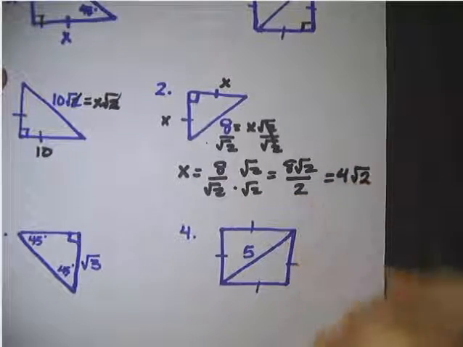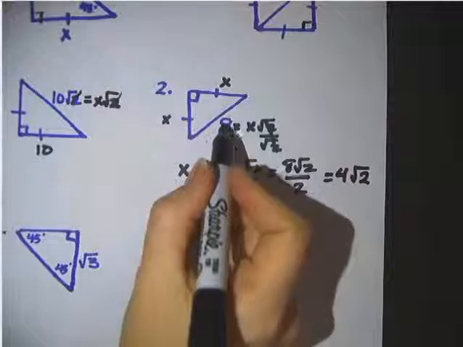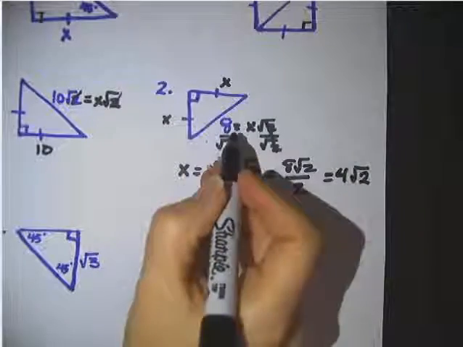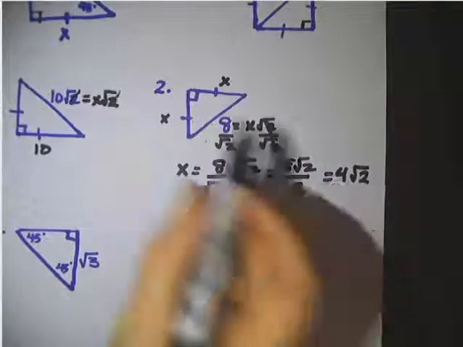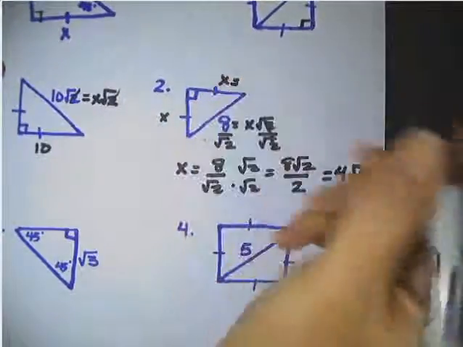Now when you solve that, think about what you've found. A lot of people want to tell me, well, I've just found the hypotenuse. No, the hypotenuse was 8. We just found x, and x are the two equal legs on the isosceles right triangle. So those are equal to 4 root 2.